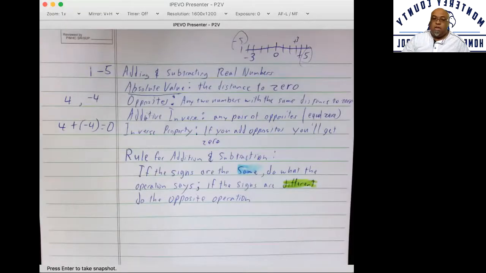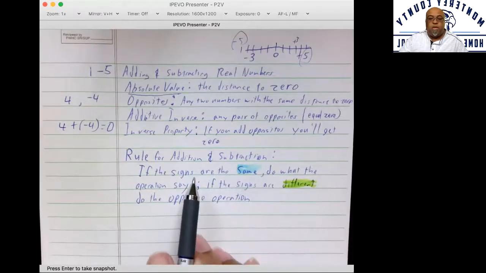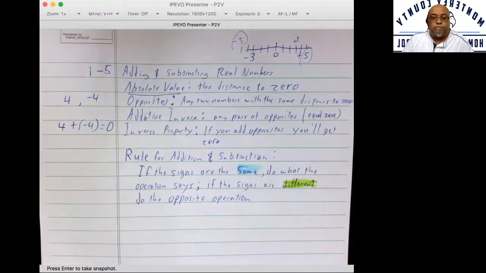Moving on. So let's go ahead and continue the rules for addition and subtraction. I want you to memorize this rule. It's very important that you do so. You can write it down in your own notes if you want to, however you can. But if the signs are the same, do what the operation says. If the signs are different, do the opposite operation. Let me say that again. If the signs are the same, do what the operation says. If the signs are different, do the opposite operation.